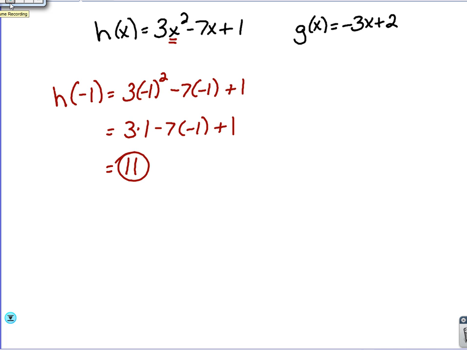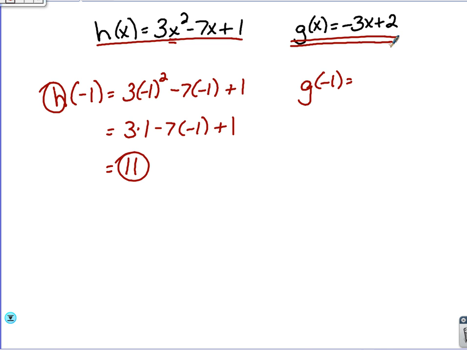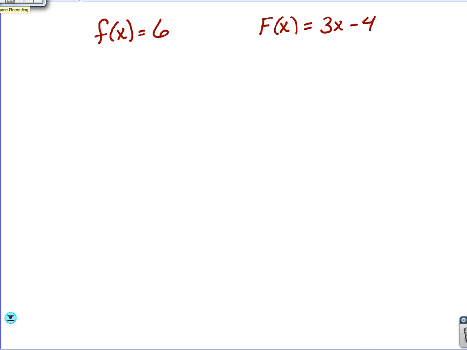I want to point something else out. The reason I knew to use the h function instead of using this g function over here is because it asks for h of negative 1. Now, if I ask you to find g of negative 1, the process is a little bit different because now, since the g is out front, that indicates that I'm using my g of x function. So I'm now going to do negative 3 times negative 1 plus 2. And we know that multiplying that out and adding, we get a value of 5 there.